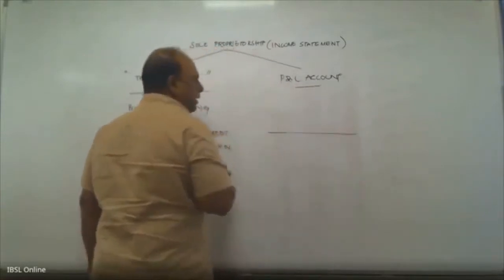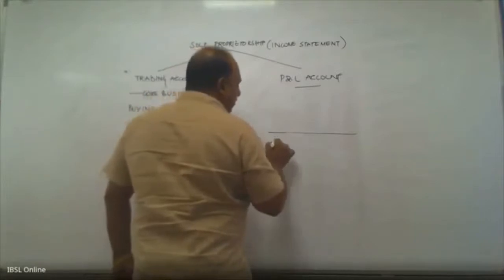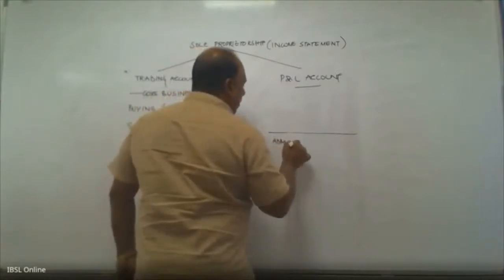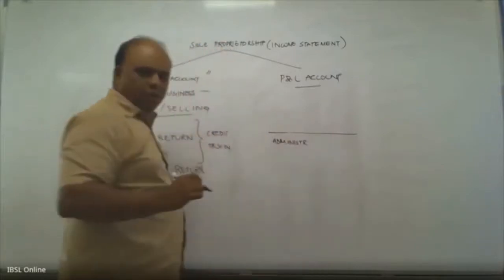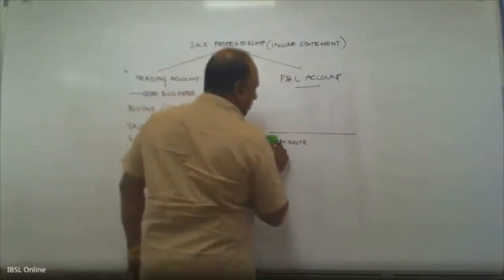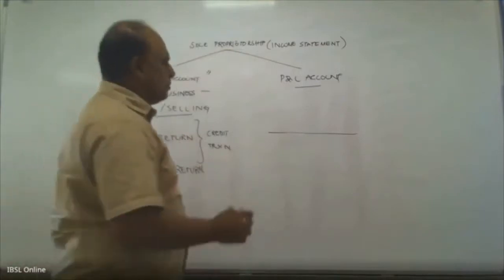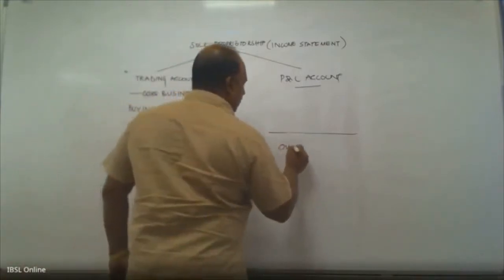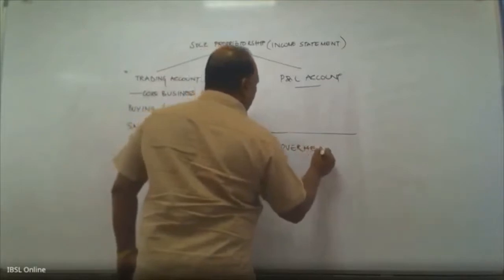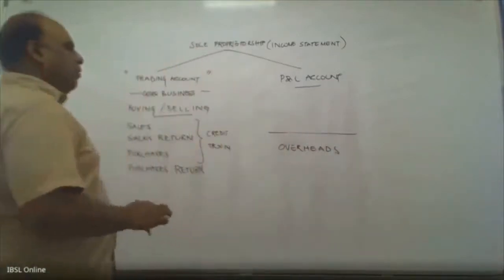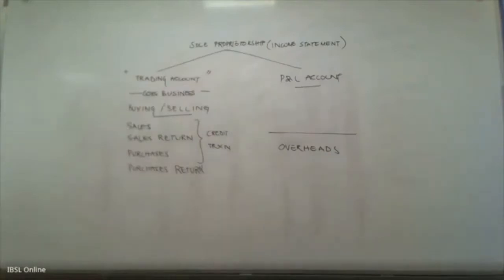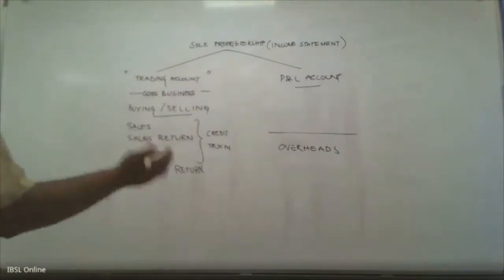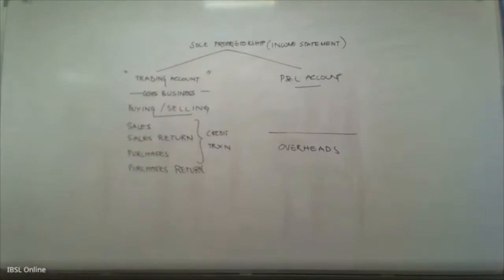I'll make it into 2 layers. There will be administrative, or we call it as overheads. There will be a lot of other expenses you might have to incur. Like you have to pay electricity, you have to pay for water, you have to pay for telephone. There will be a lot of other administrative level expenses, which we call it as overheads.